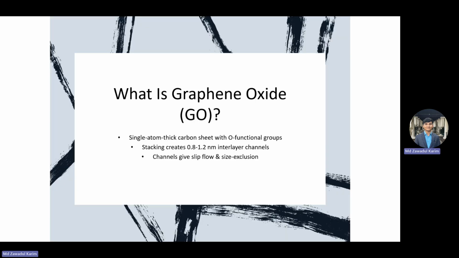So, what is graphene oxide? Graphene oxide, or GO, is a single atom thick carbon sheet decorated with oxygen groups. When we stack thousands of these sheets, they self align to form nanochannels only about 0.8 nanometers wide. Those channels are perfectly sized.